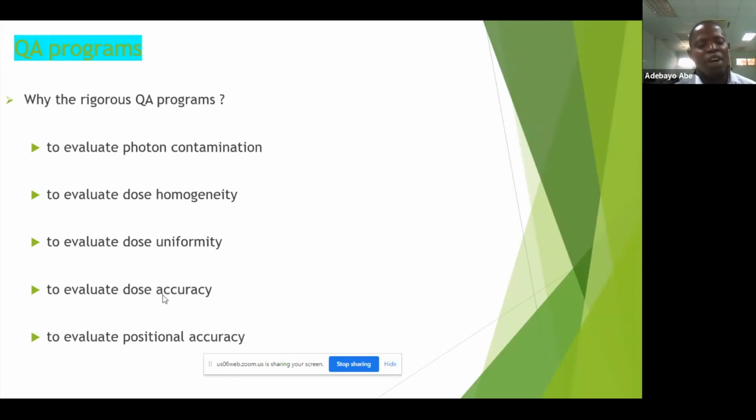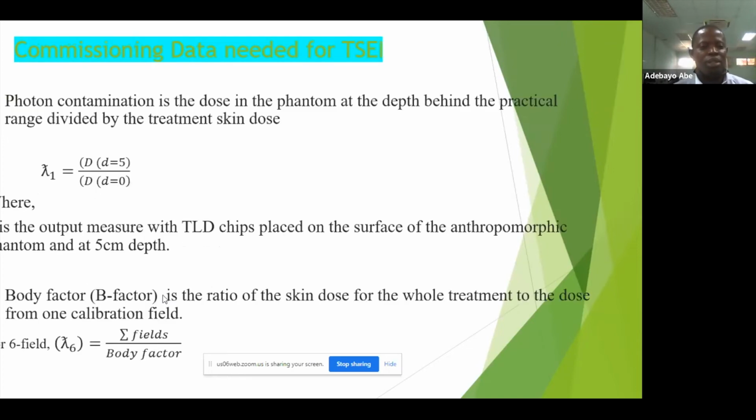Then also to evaluate the positional accuracy. That is when the patient is standing directly posterior to the beam or at oblique positions. So you have to maintain that position throughout the treatment days.